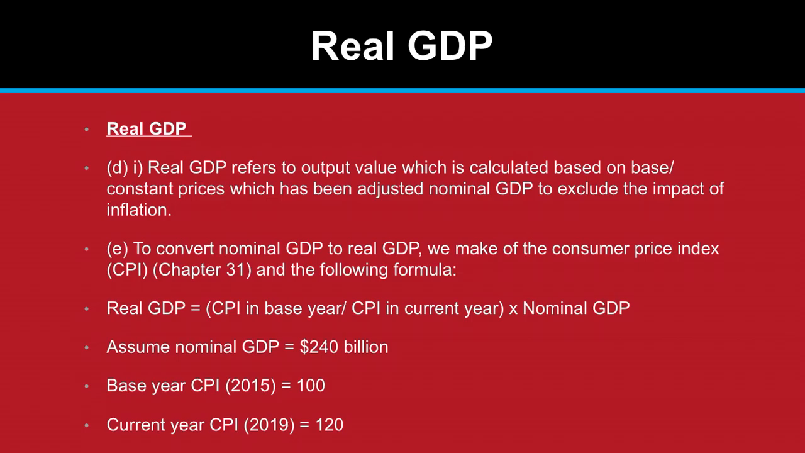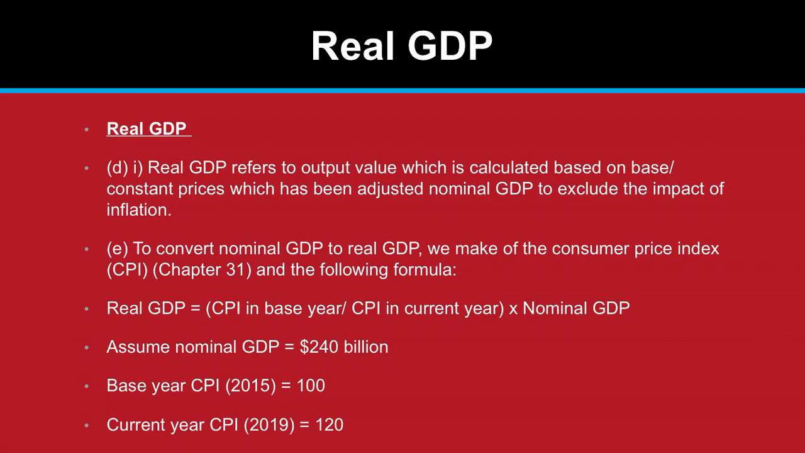If you look at the real GDP, it means output value which is calculated based on the constant prices, which has been adjusted. It is an adjusted nominal GDP where it excludes the inflationary effect from the GDP. To convert nominal to real, we make use of what? Consumer price index. So for example, the formula to calculate real GDP is CPI, consumer price index, in the base year divided by the CPI in the current year times the nominal GDP.